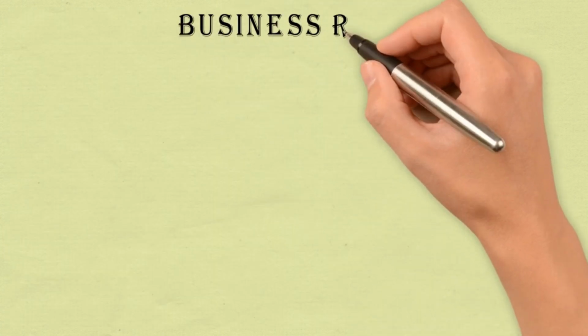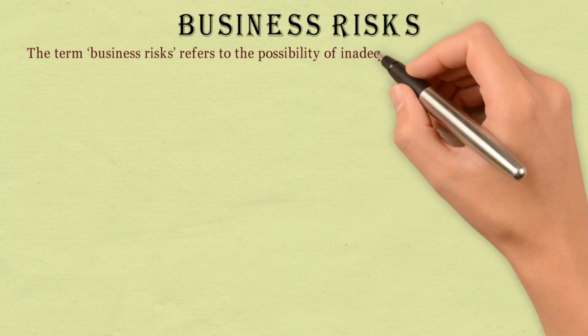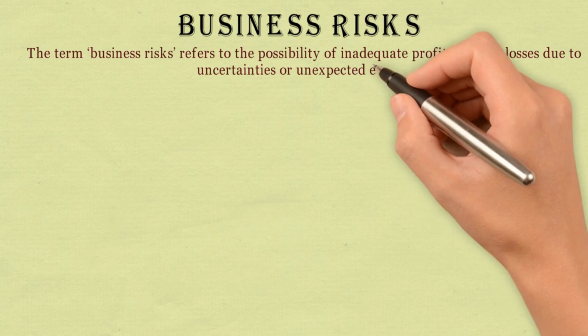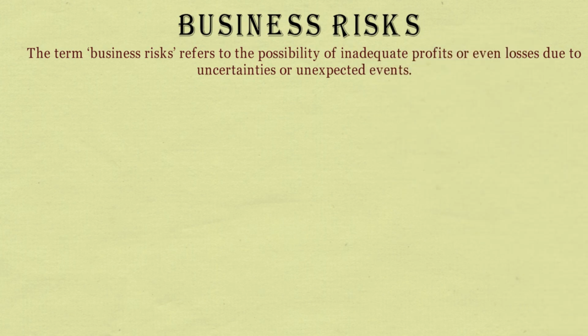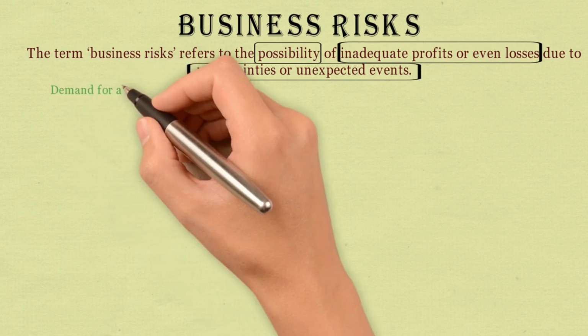Business risks. The term business risks refers to the possibility of inadequate profits or even losses due to uncertainties or unexpected events. Three words on which we need to focus while referring to this definition are possibility, which means there is a chance that business can earn inadequate profits or even incur losses due to happening of uncertainties or unexpected events. Let's understand this concept through various situations.